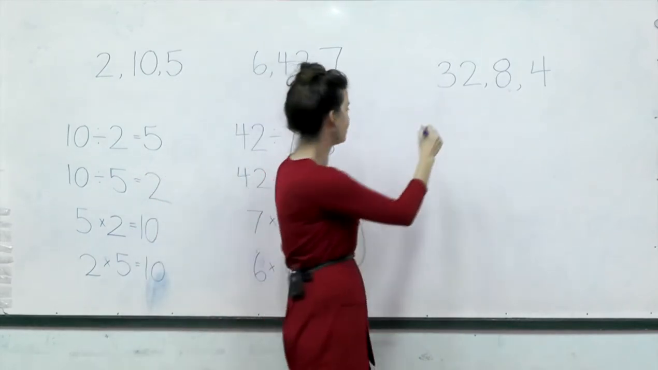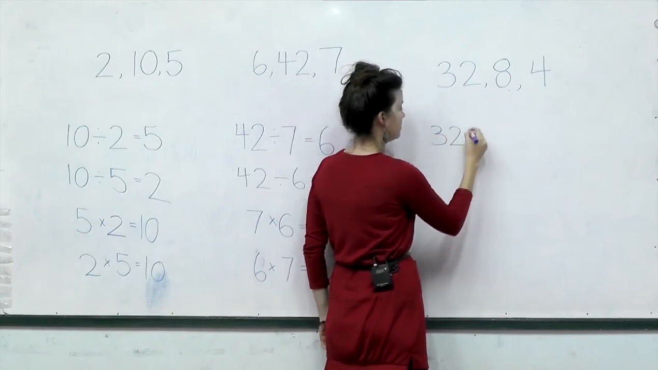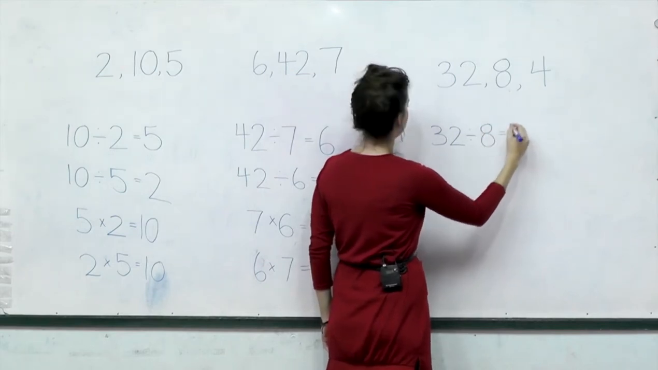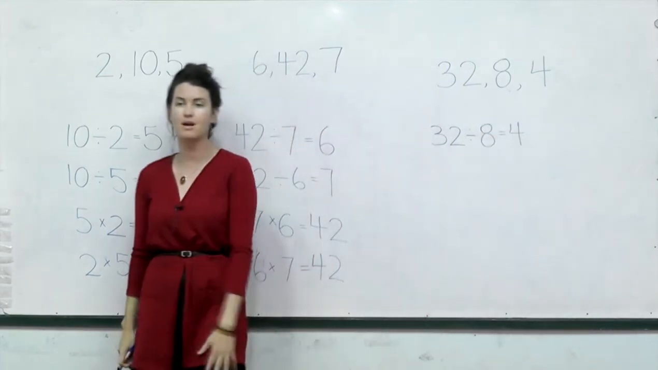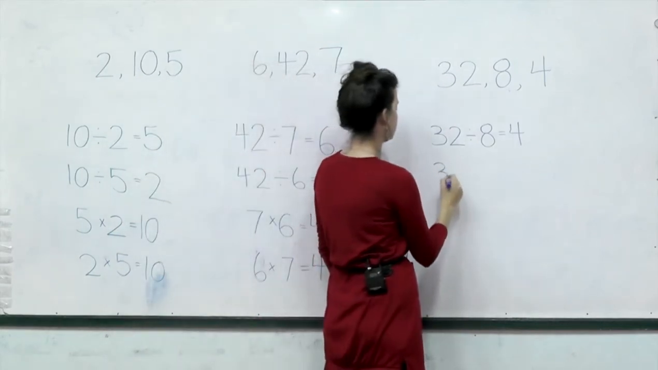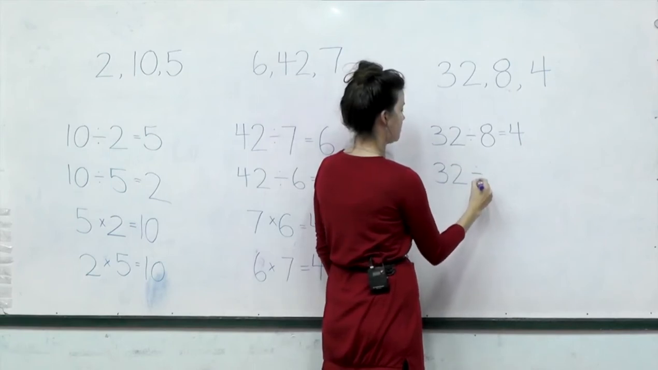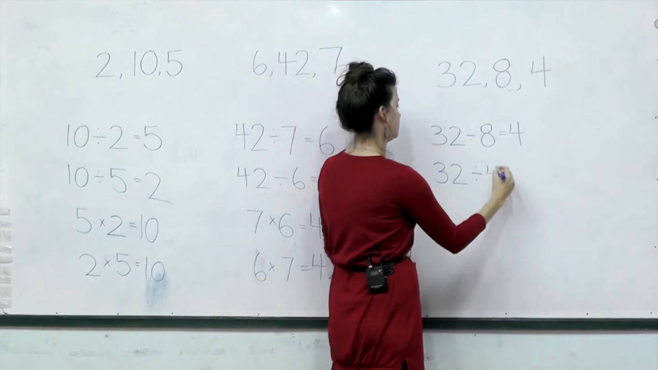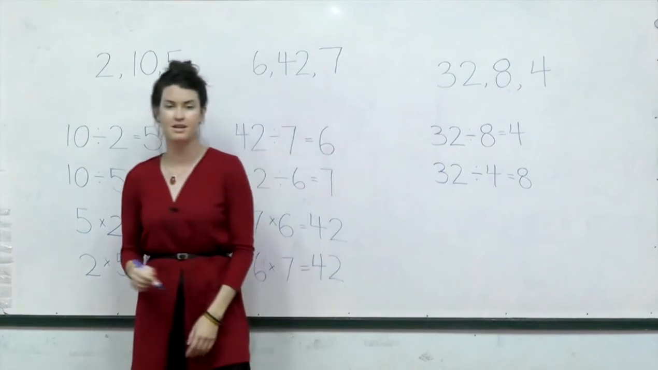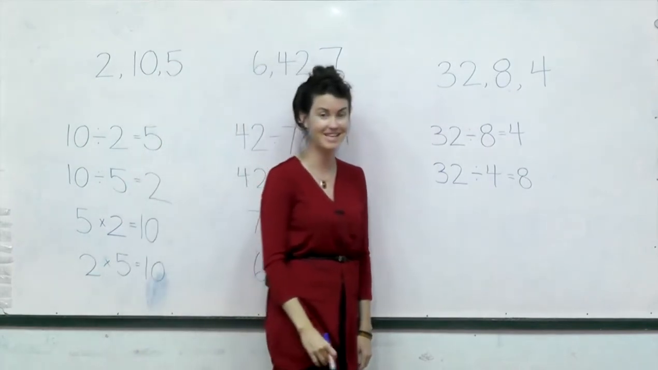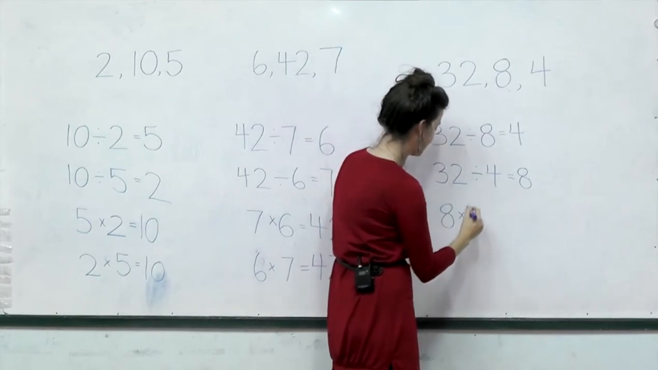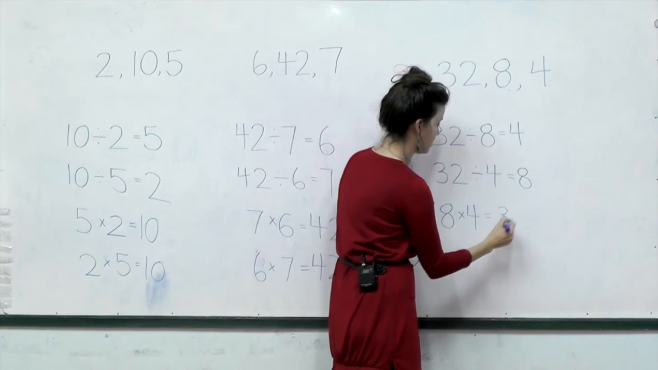You got one? 32 divided by 8 equals 4. Great. Who's got another one for us? Tell us another one. 32 divided by 4 equals 8. Okay. Tell us another equation. 8 times 4 equals 32.